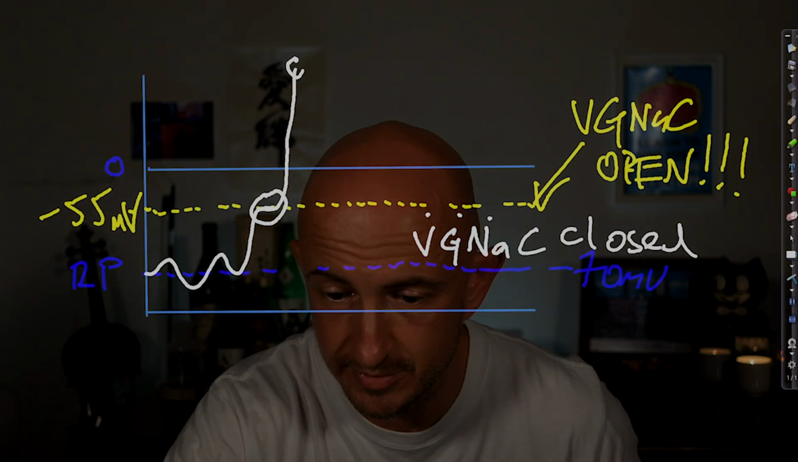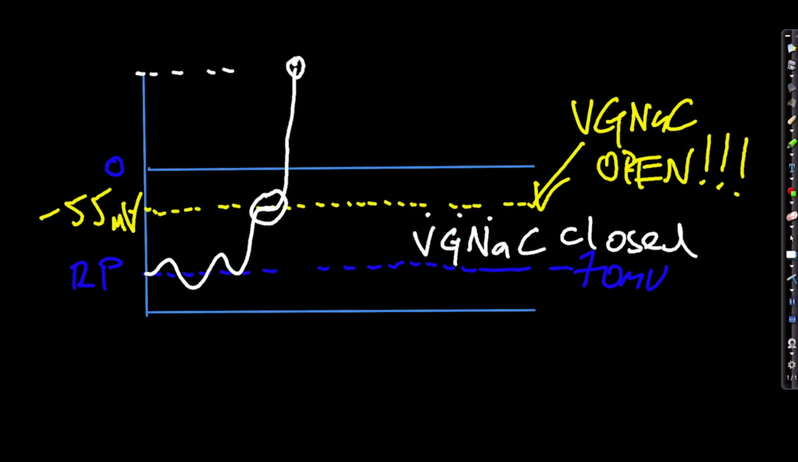But actually, something interesting happens around about this point here, when the membrane potential reaches about 40 millivolts. What do you think happens there? Well, the sodium channels actually start to close. So they're not open permanently. They open briefly to allow sodium in, and then they close. But then something else happens. Another type of voltage-gated ion channel opens. This is the voltage-gated potassium channel.